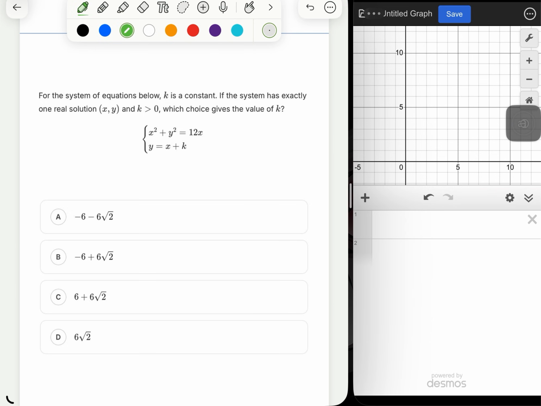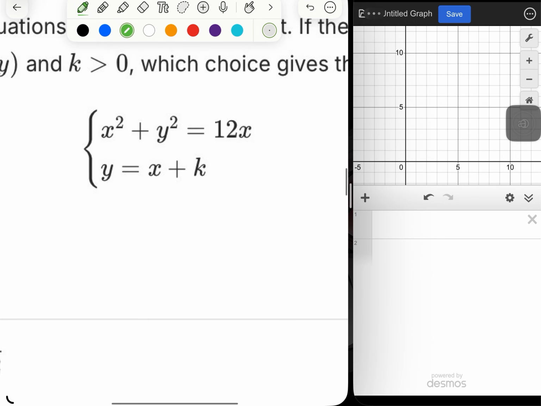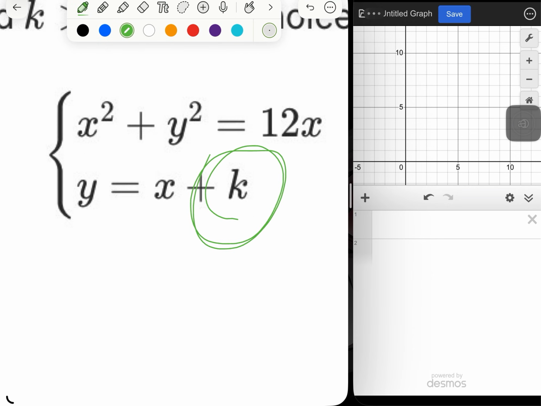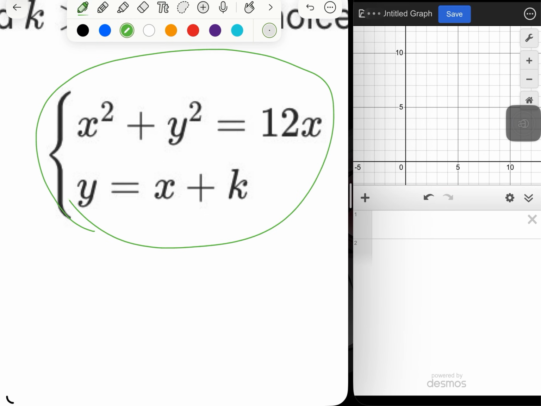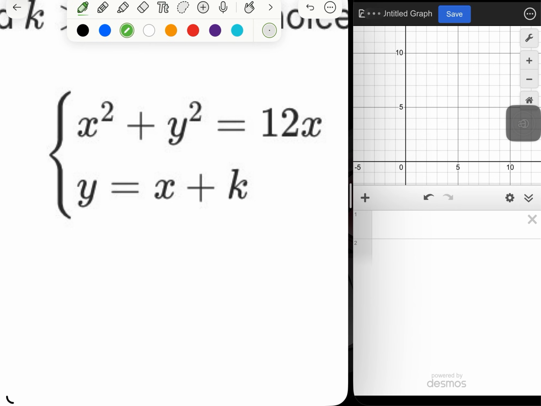So what do we do first? Well, there's actually two ways to do this problem, and for both of them you can use Desmos. I'll show you the first way first, which is just dealing with these right now. You know your end goal is to find a value of k, and you know that this system has one solution. So let's try actually solving the system manually.